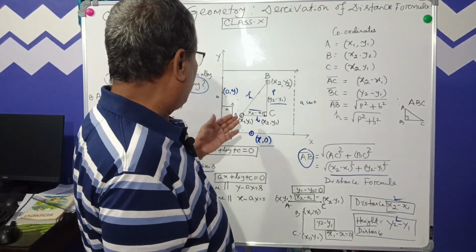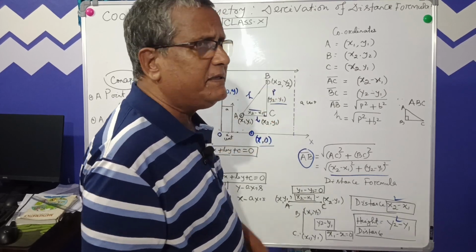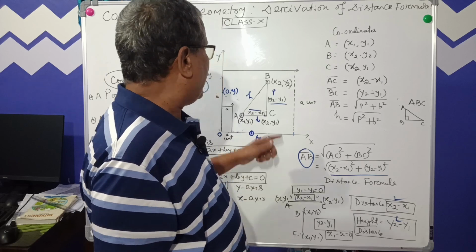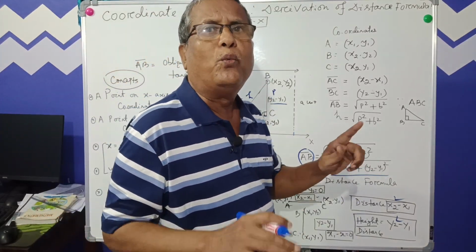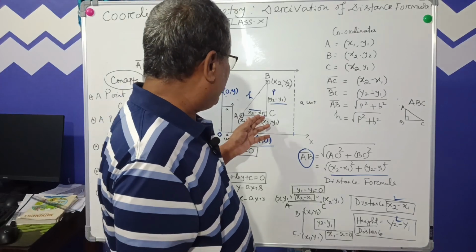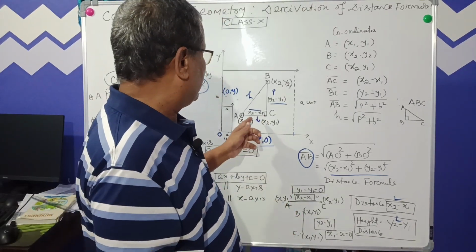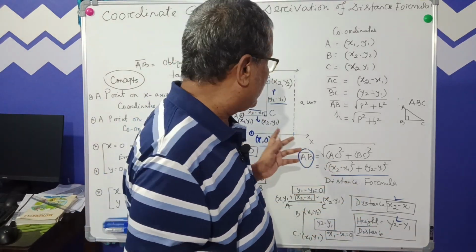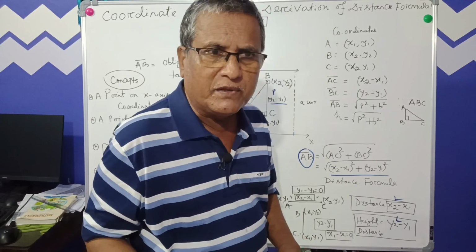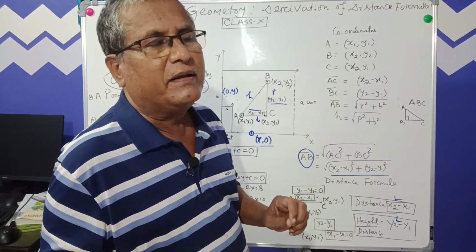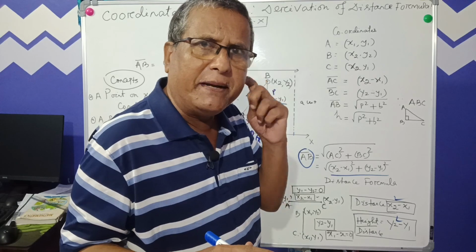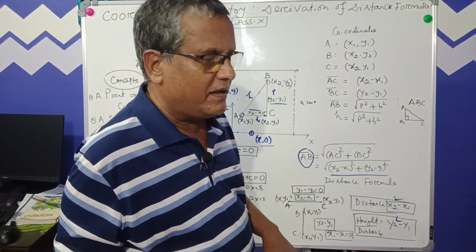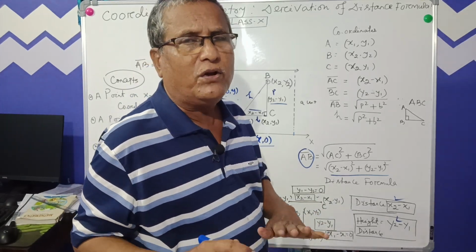But here is a question, why not AC? Why not BC? AC is parallel to the x-axis and BC is parallel to the y-axis. We can easily find out their distance with the help of the coordinates. You know, a point on a plane can be described by two coordinates, the x coordinate that is called abscissa and the y coordinate that is called ordinate.